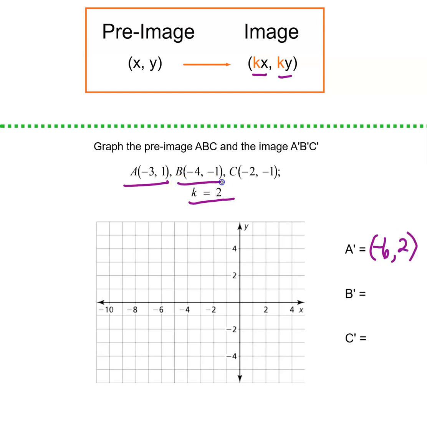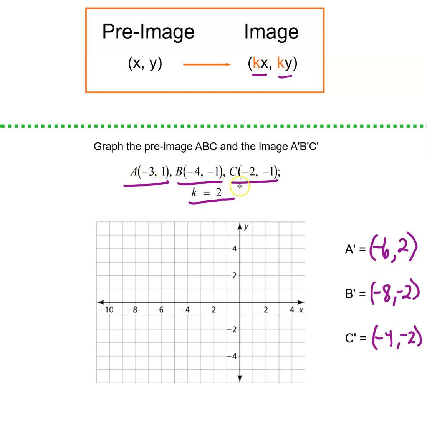And then we're going to take B and we're going to multiply both of those by 2. So we're going to get (-8, -2). And then for the last one, (-2, -1), we're going to multiply both of those by 2 and get (-4, -2). And they've asked us to graph both.